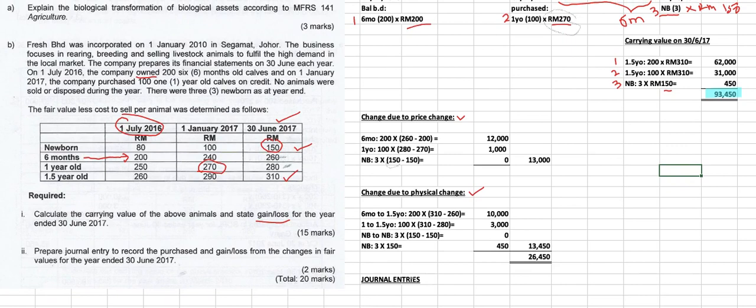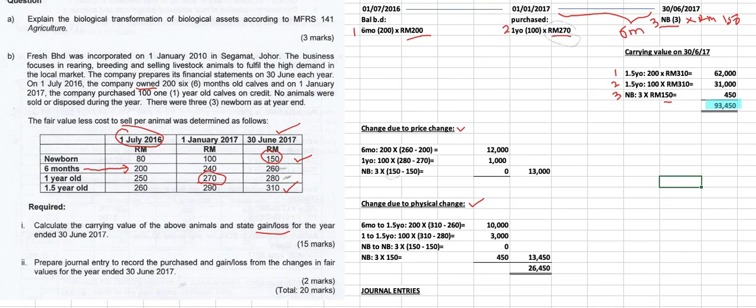For the physical change, okay, is where 6 months grown up become 1.5 years old, 1 year old become 1.5 years old, newborn does not grow up. Okay, so you have 6 month old to 1.5, 1 to 1.5, newborn to newborn. Saya tulis je so that you can relate to other question when the situation is different. Okay, newborn to newborn still.